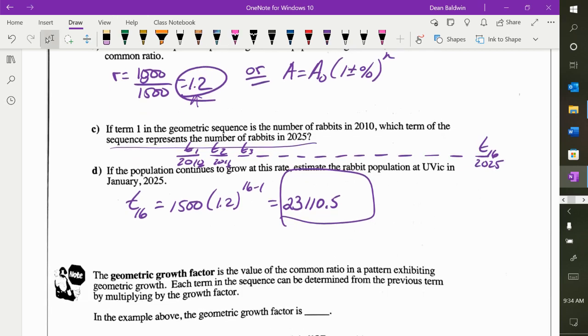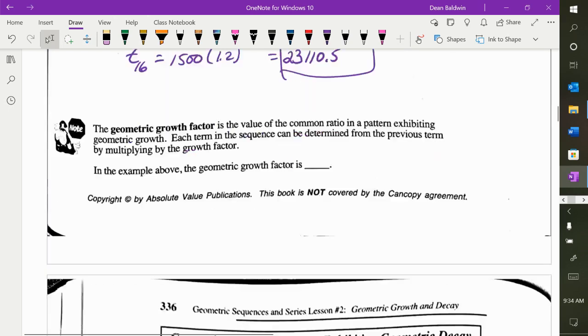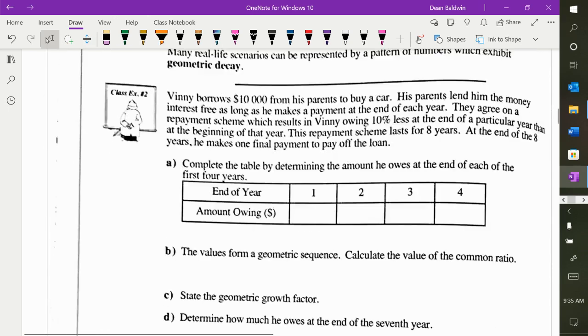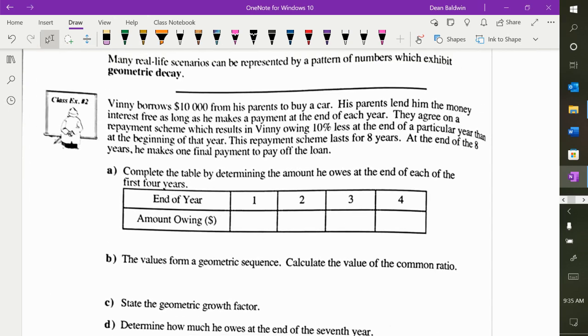May I flip the page? Okay. Next page. Here we go. Vinnie.